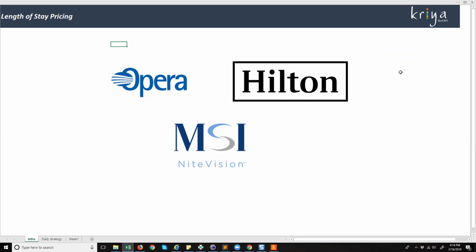But it's not only Hilton that has a monopoly on this way of pricing. You can do this kind of pricing if you have a property that has the Opera PMS system. Also, MSI's Night Vision software allows for this length of stay pricing. So it's not just Hilton. You will get exposed to it a little bit if you use any of these three systems. And I'm sure that there are other systems too that support length of stay pricing. So let's jump into what it actually is and what it actually means.